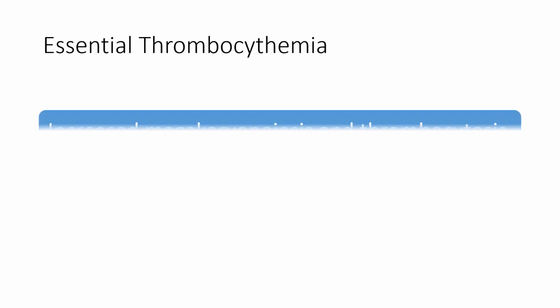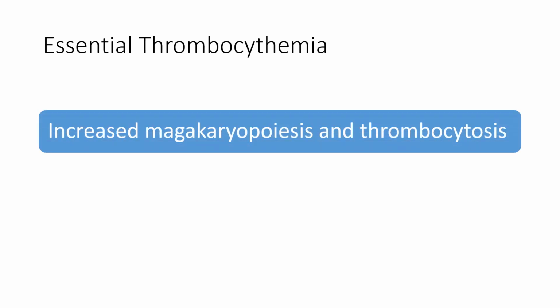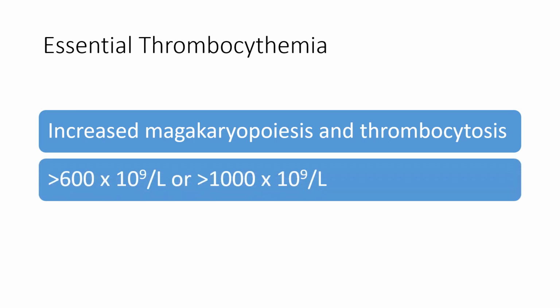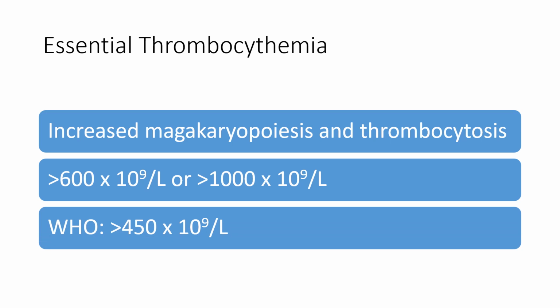Essential thrombocythemia is a clonal MPN with increased megakaryopoiesis and thrombocytosis, usually with platelet counts more than 600. Sometimes platelet counts may even reach up to more than 1,000. However, the World Health Organization criteria requires that there should be a sustained thrombocytosis with platelet count of 450 or greater before being diagnosed as essential thrombocythemia.